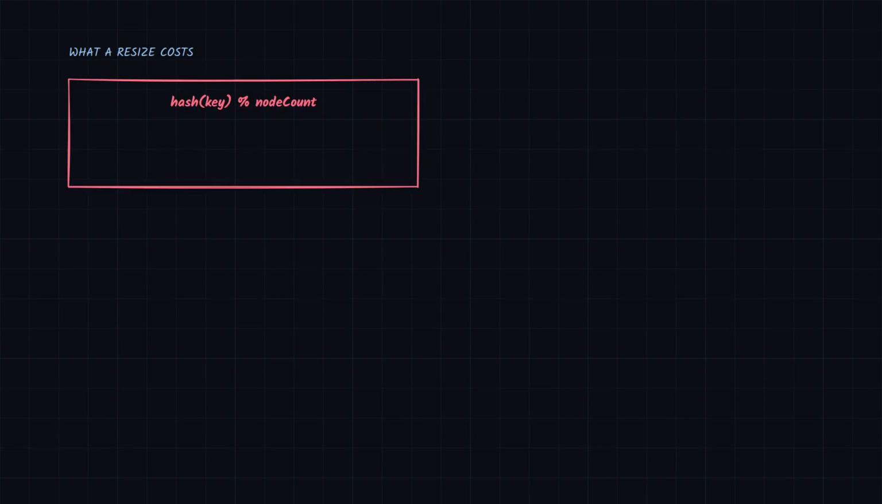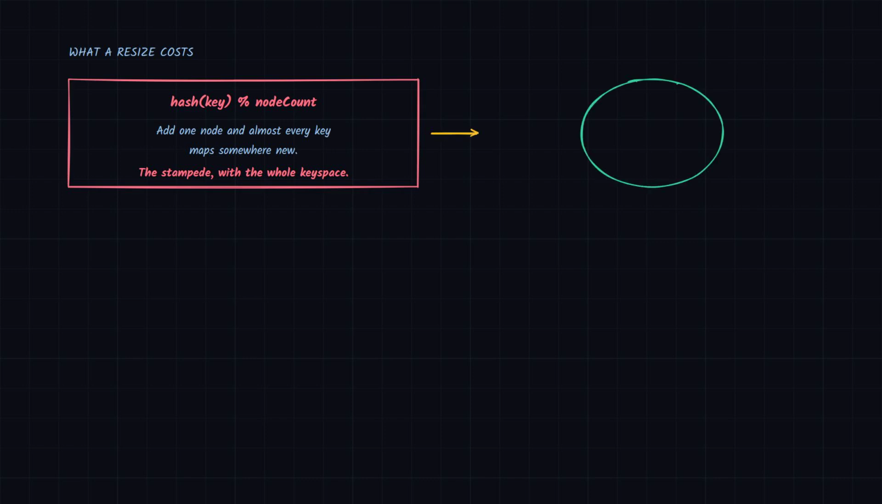One more piece, because caches get bigger. To spread keys across several nodes, the naive approach is to hash the key and take it modulo the number of nodes. That works until the number of nodes changes, and then almost every key maps somewhere new. Adding one node to a cluster invalidates nearly the entire cache at once, which is the stampede again with the whole key space behind it. Consistent hashing fixes it by placing nodes on a ring and giving each key to the next node clockwise. So adding or removing one node only moves that node's share.